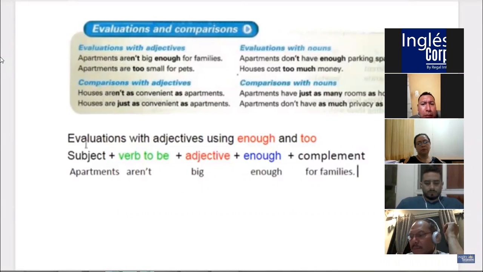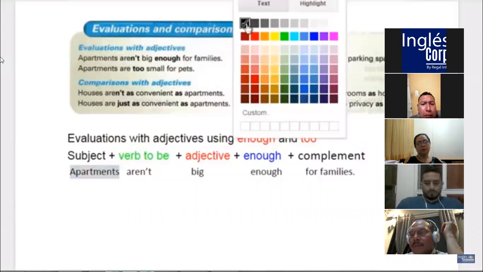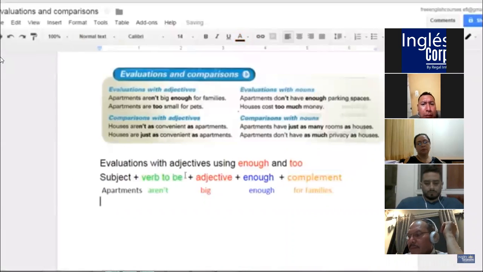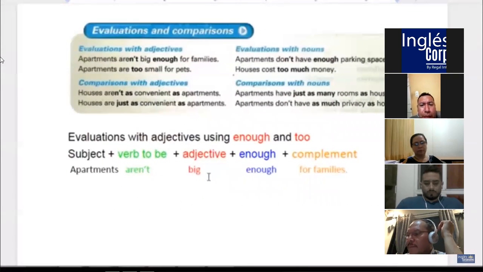So if we look at the pattern, we have a subject. I'm going to go ahead and follow the colors so that we can see what's happening there. That's in black. There we go. So we can see that the subject is apartments. Then this is followed by the verb to be. In this case, it happens to be the verb to be in its negative form. After that, we're going to have some sort of adjective, and then it's going to follow the word enough, and then we're going to include some sort of complement, if you will.